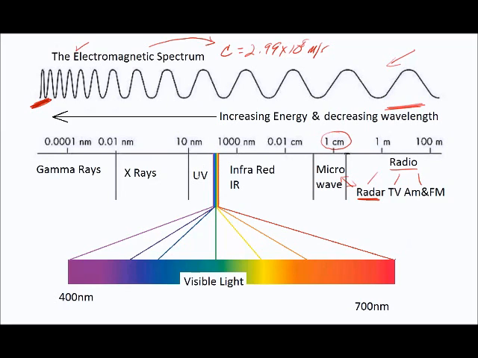Your eyes aren't sensitive to ultraviolet. The wavelengths are too short. Infrared, your eyes aren't sensitive to infrared either. The wavelengths are too long. So ultraviolet and infrared are separated by this section in the middle, and that's the visible light, and we'll talk about that in just a minute.